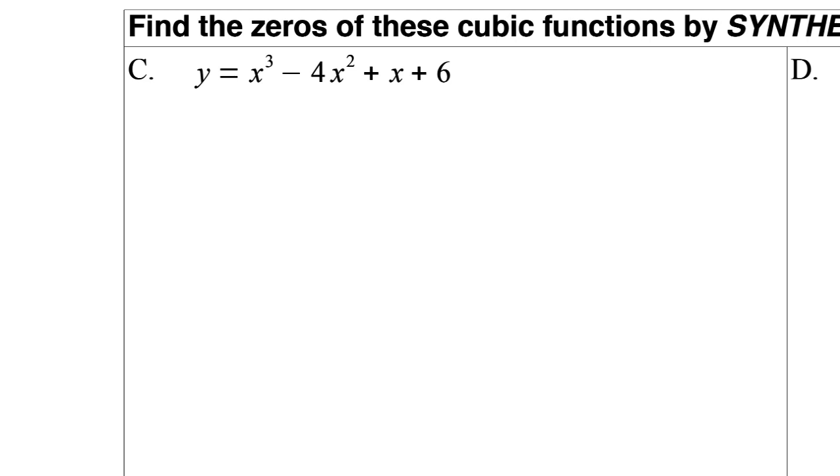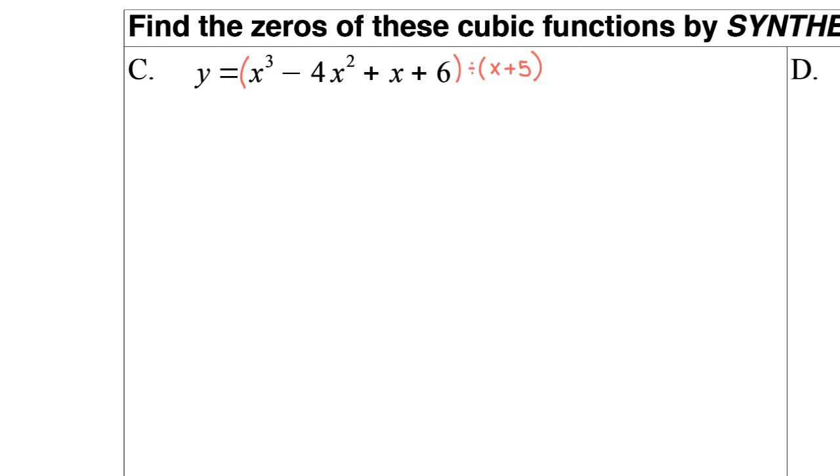All right. Another way to find the zeros of a cubic function is by using synthetic division. Remember, we used synthetic division in class to check if a polynomial was indeed a factor of the function. If the remainder came out to 0, that would tell us that the thing we were dividing by was indeed a factor.